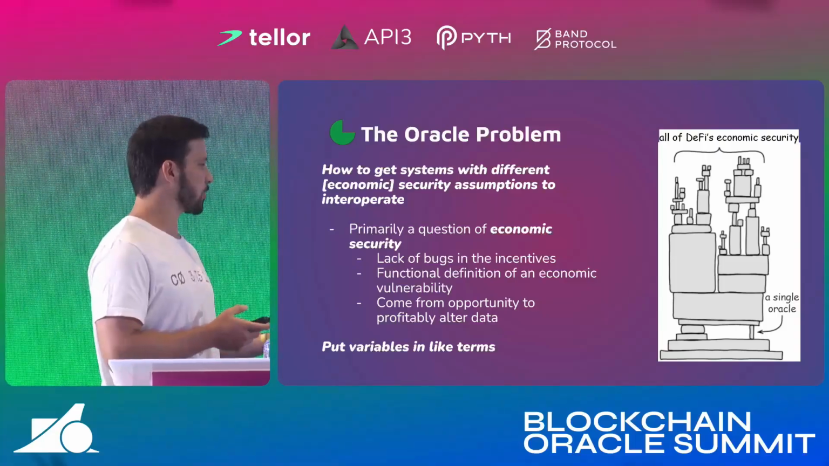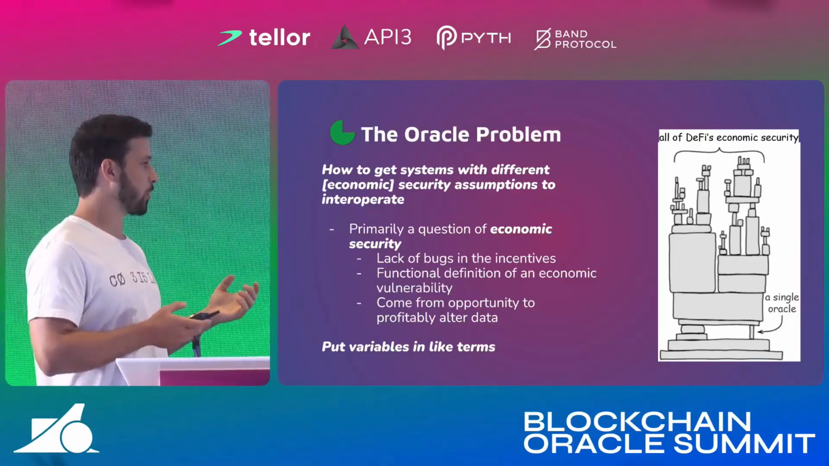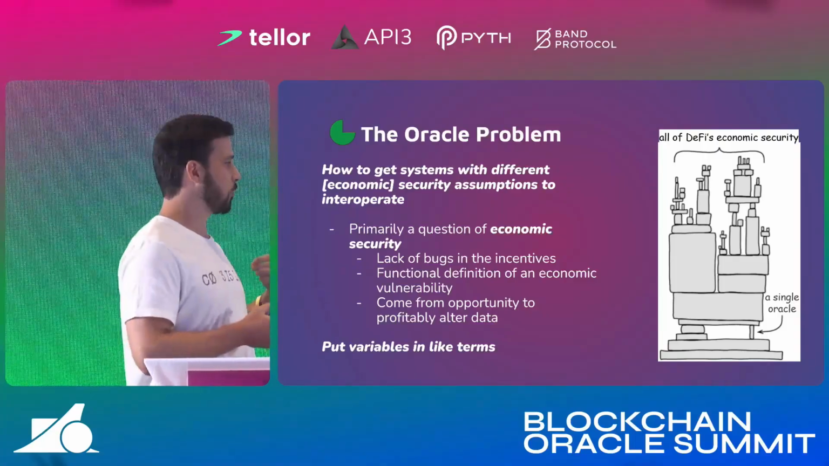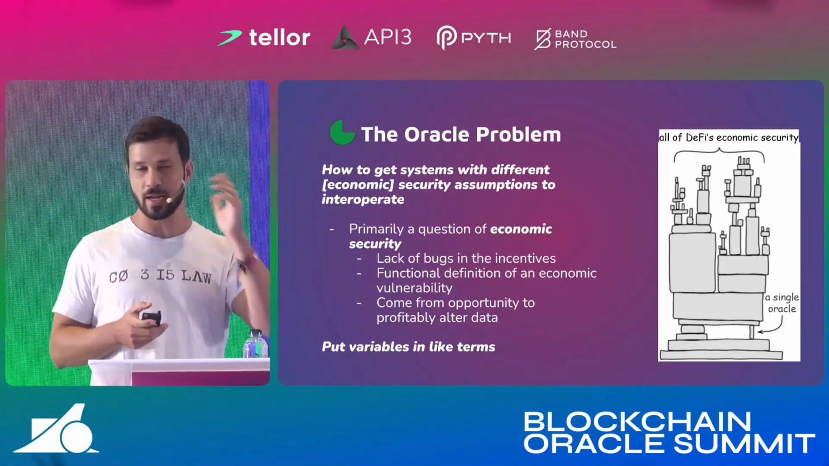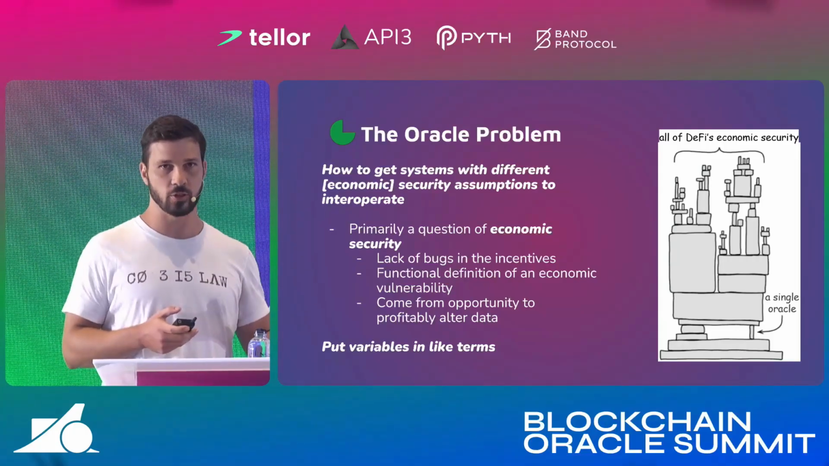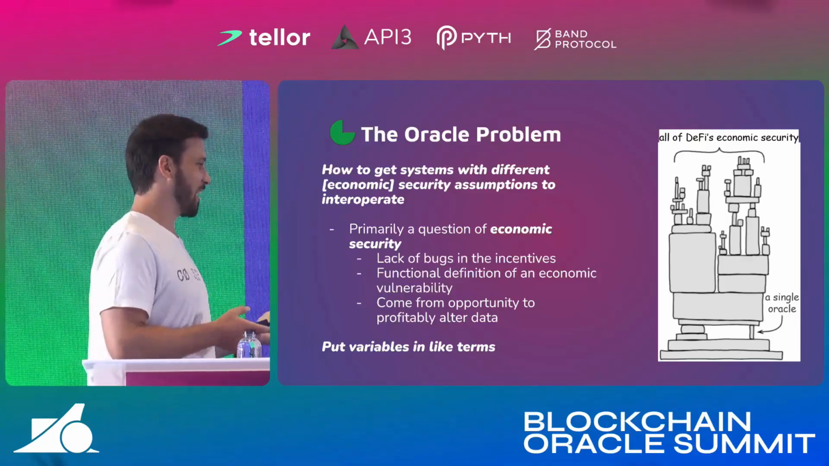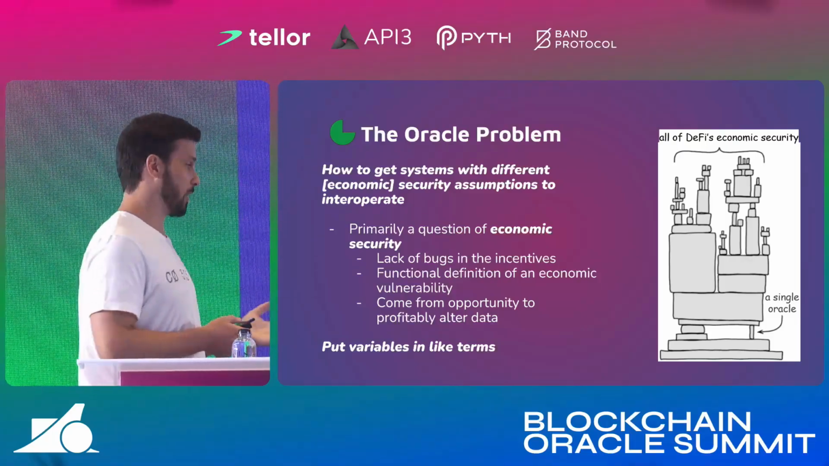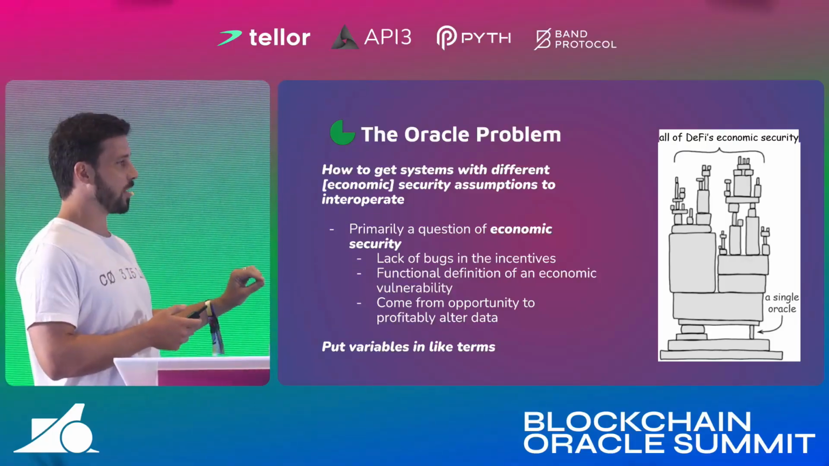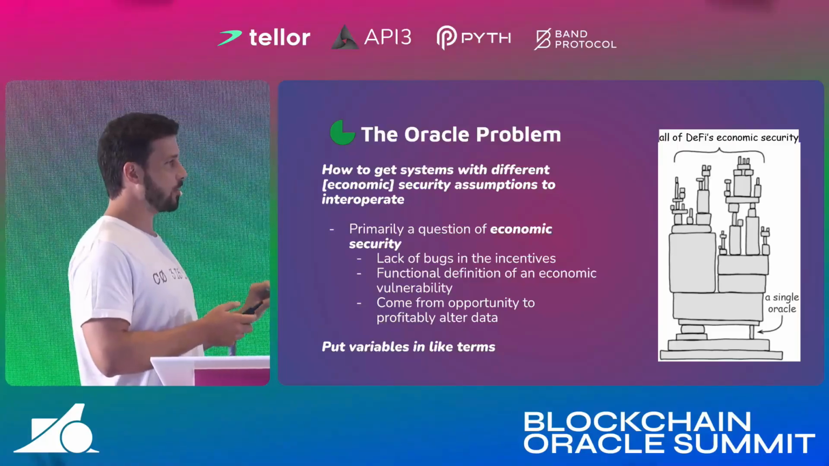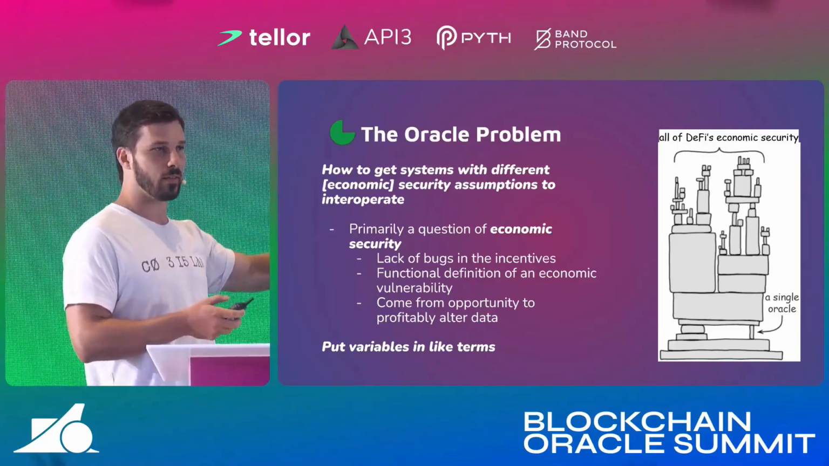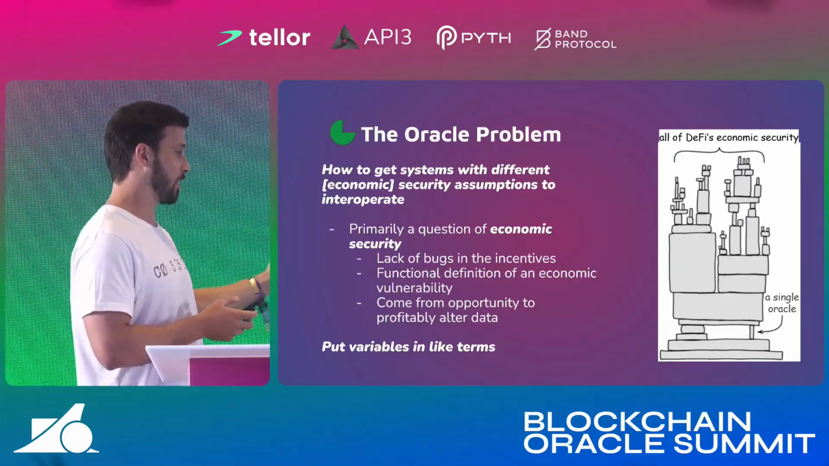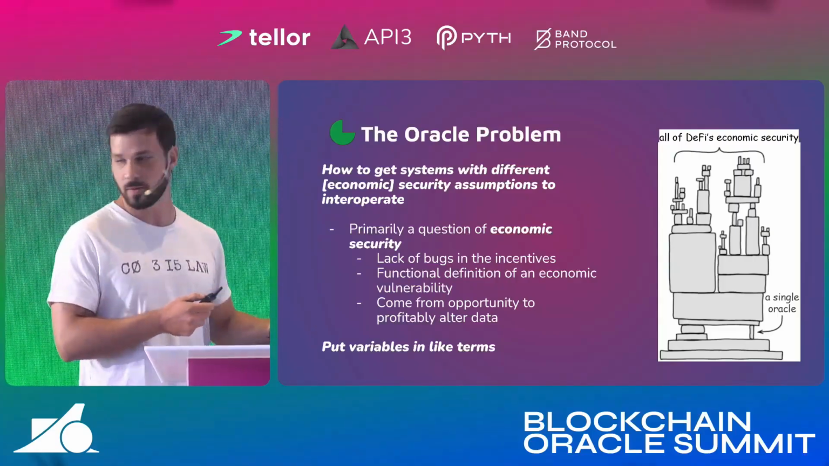And typically, all economic vulnerabilities come from a way to profit by changing, appending, or omitting data that should be there. And to do this, we're going to put all of the variables behind this data, the economic value that is backing it, into like terms.